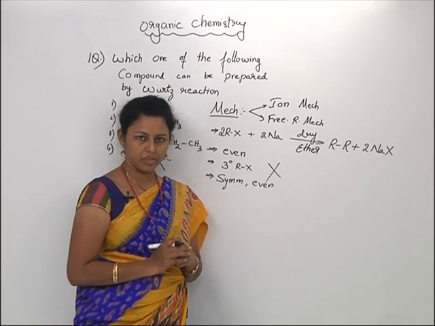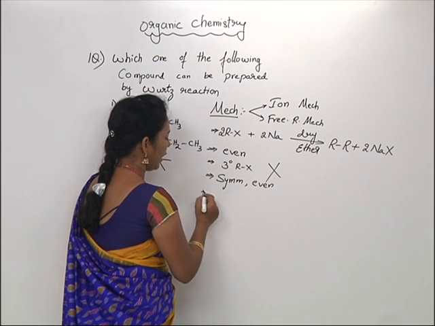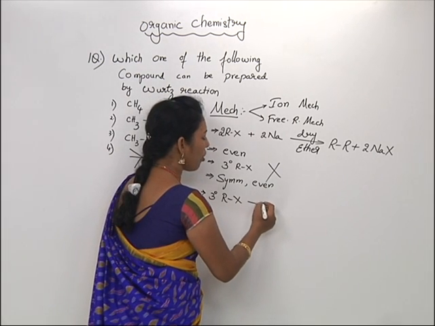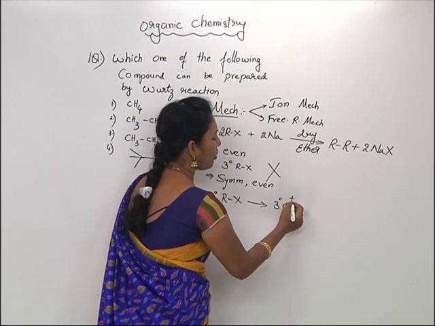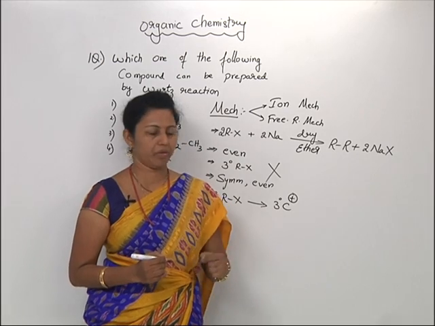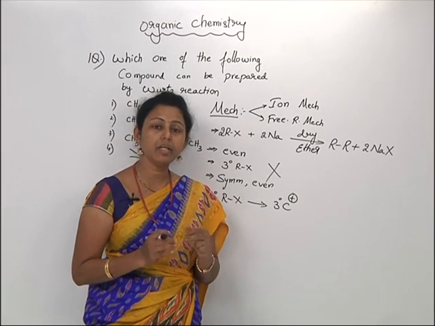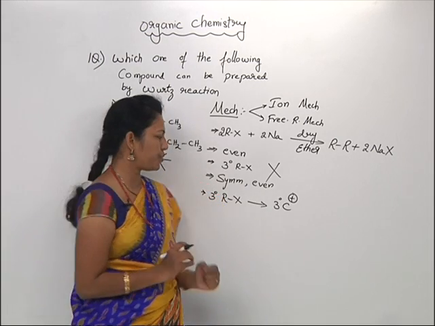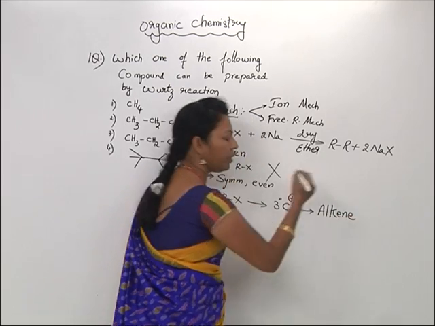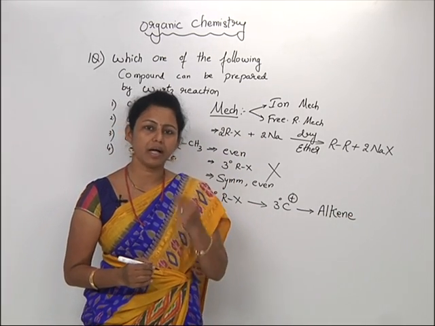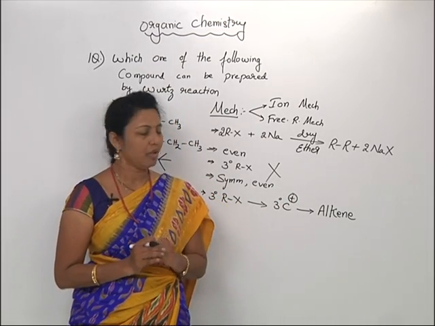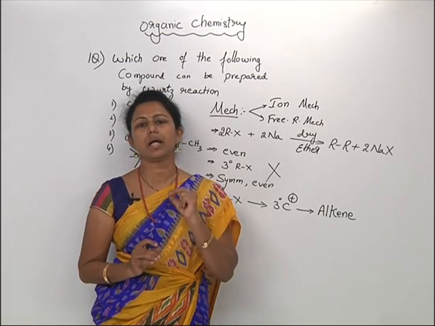What is the reason? Tertiary alkyl halides, 3 degree alkyl halides, can readily form a more stable 3 degree carbocation. As they form this more stable carbocation, it readily undergoes elimination rather than substitution, and the elimination product results in the formation of alkene. So instead of getting higher alkane, we get alkene. We get an elimination product rather than a substitution product. That's why we should not take tertiary alkyl halides.